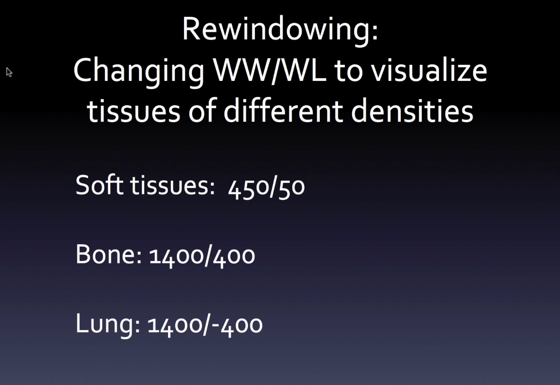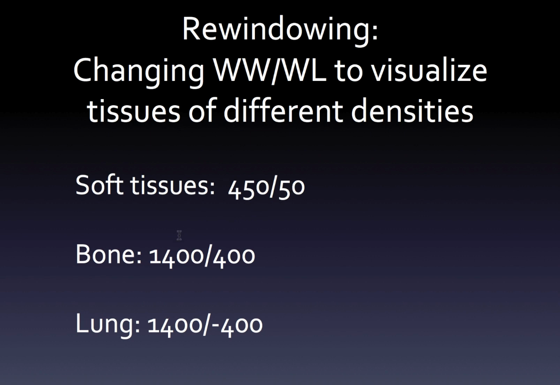CT images have such a wide range of pixel values that we have to do what's called re-windowing to get the most out of our images. We're going to change what's called the window width and window level to visualize different types of tissues on our images. When you open ShareFile, the default window will be soft tissues, which is a window width and window level of 450/50.